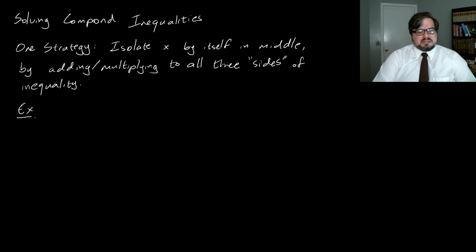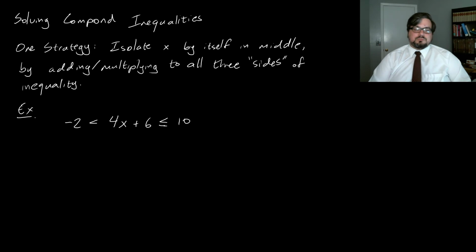So let's see an example here. Let's say that we wanted to find the solutions to the following inequality. Negative 2 is less than or equal to 4x plus 6, which is less than or equal to 10. What we can do is to get equivalent compound inequalities that have the same solution set by adding and subtracting the same thing to all parts of this inequality at once.